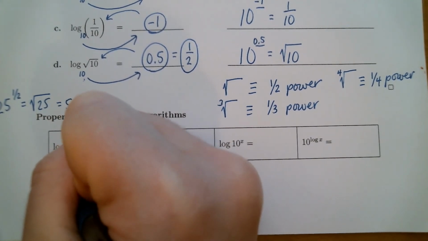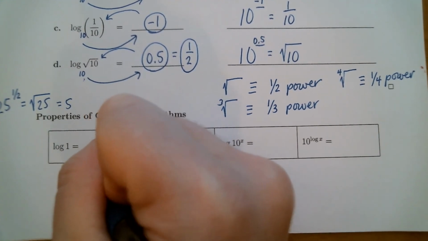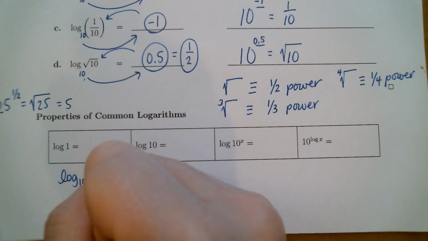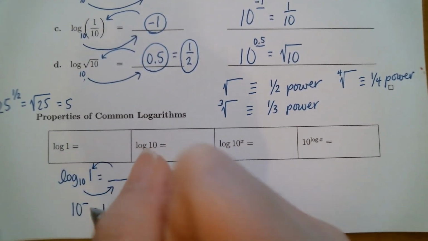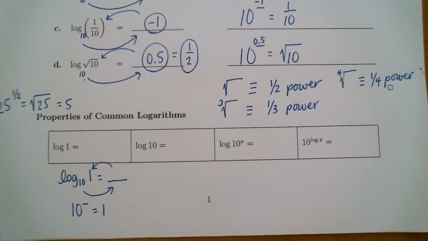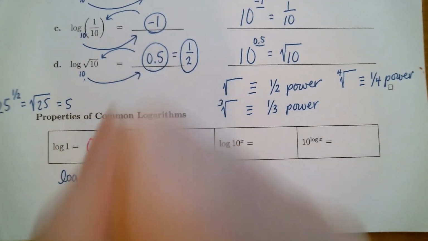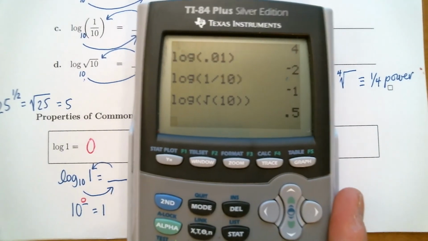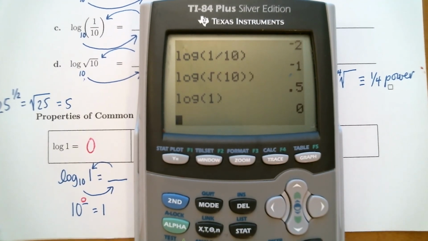So I'm going to go down here. I'm trying to figure out what the log of 1 is. Remember, I'm going to write in my base. I'm trying to figure out what this equals. So 10 to what power gives me 1? The only thing I can raise 10 to get 1 is 0. Anything to the 0 power is 1. So the answer to this logarithm is 0. You can confirm that on the calculator. The log of 1 is 0.